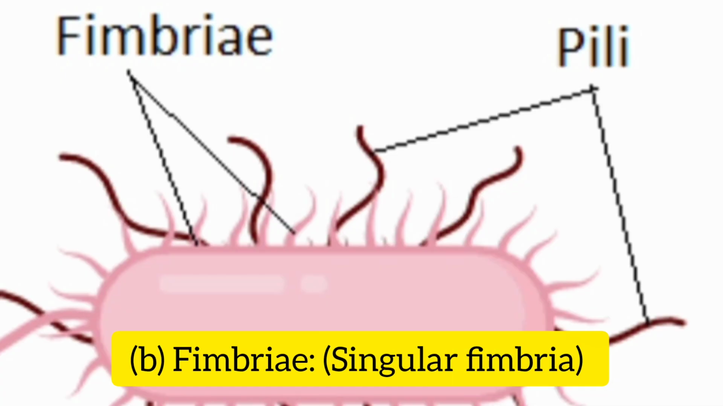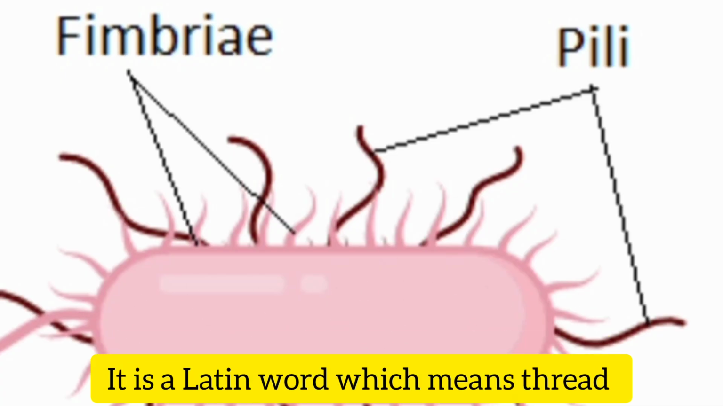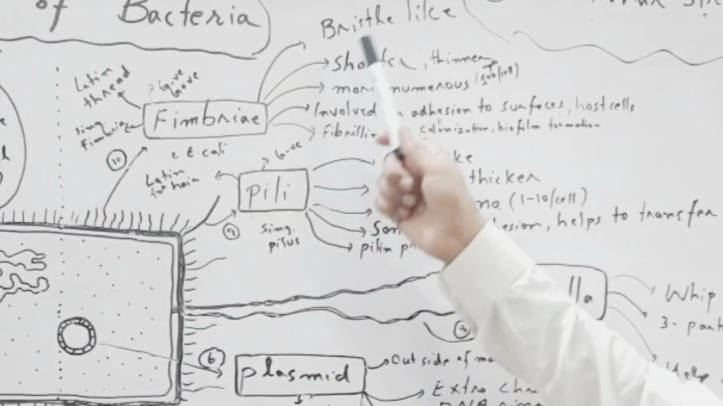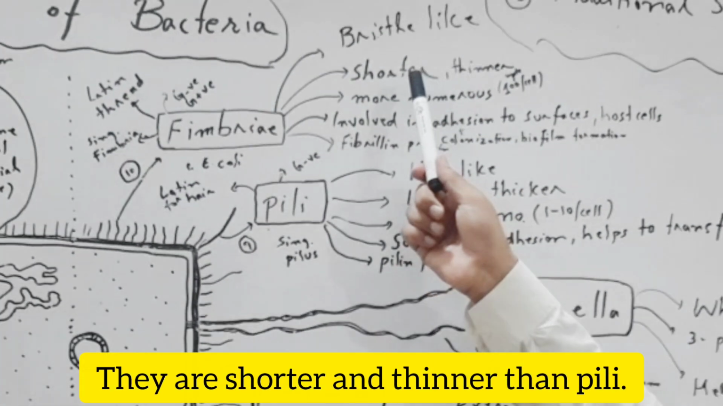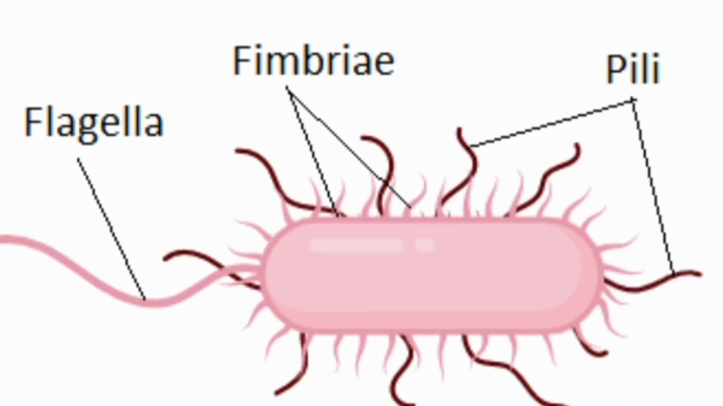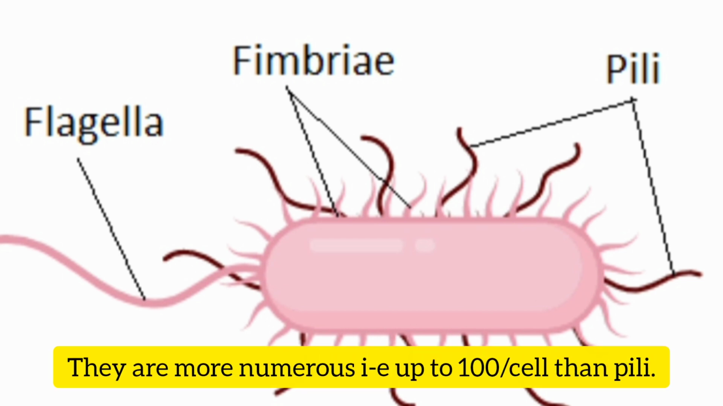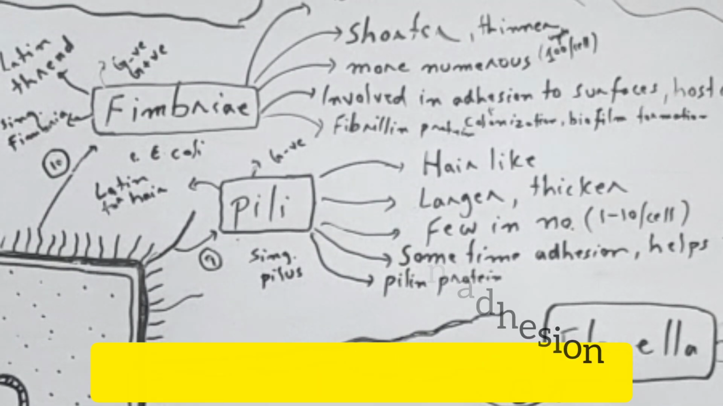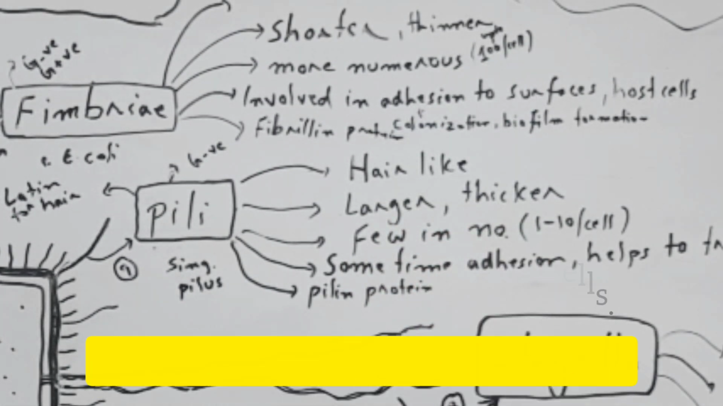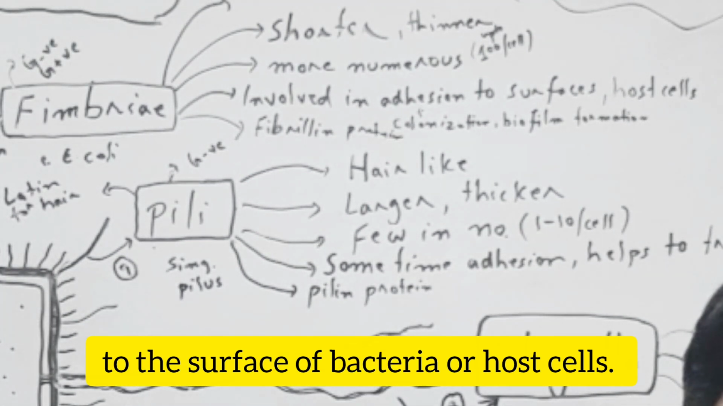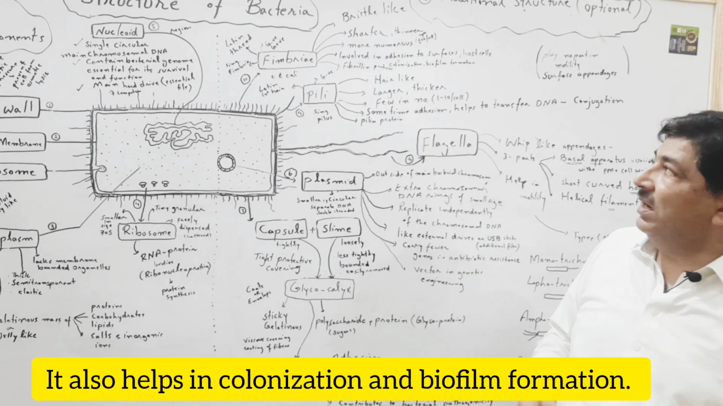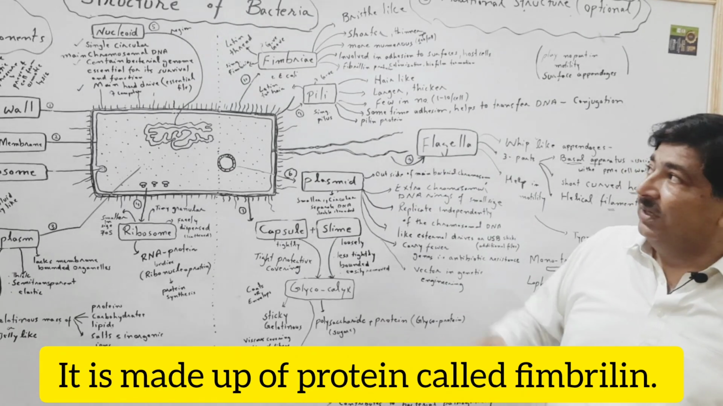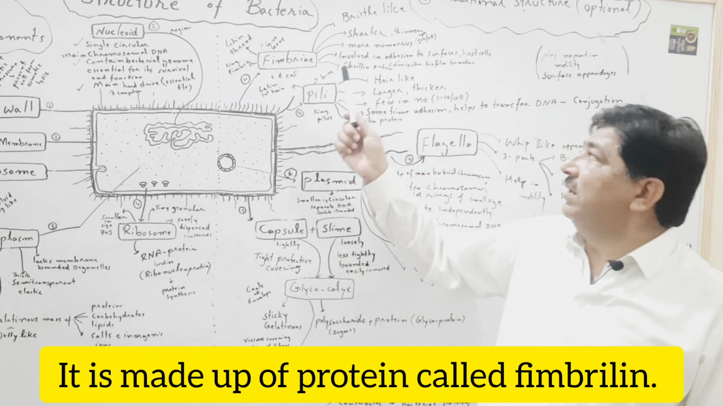Fimbriae, singular fimbria, is a Latin word which means thread. They are present in gram-positive bacteria and gram-negative bacteria. They are bristle-like. They are shorter and thinner than pili. They are more numerous than pili, that is up to 100 per cell. They are involved in adhesion to the surface of bacteria or host cells. They also help in colonization and biofilm formation. They are made up of a protein called fibrillin.